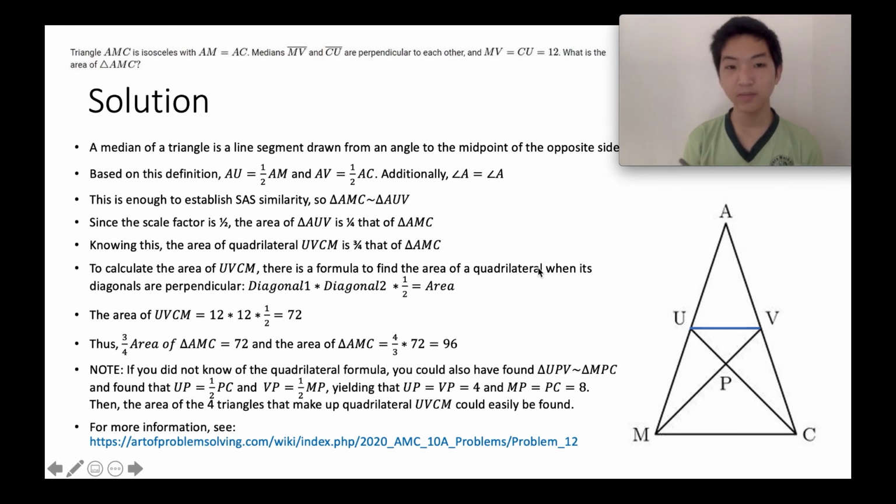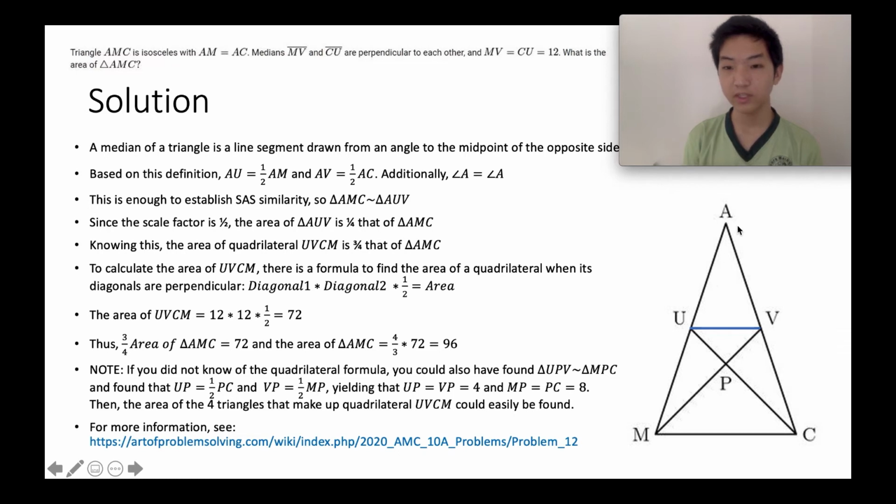And also we can see the same thing on the other side. So AV would be equal to 1/2 of AC. Additionally, angle A is equal to angle A, which is obviously true. So now we can see here that we have two sides that are proportional. AU is proportional to AM. AU is 1/2 of AM, as is AV compared to AC. And angle A is congruent to angle A. So that's enough to establish SAS similarity.